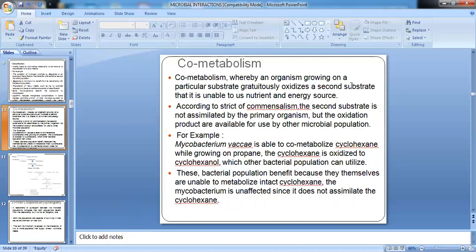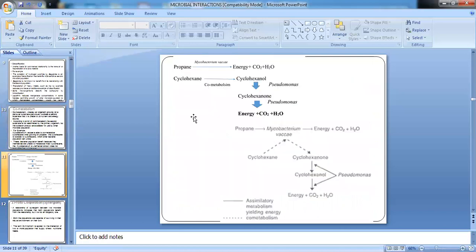So again, coming back, co-metabolism is an association whereby an organism grows on a particular substrate, and it oxidizes a second substrate which it itself is unable to use as a nutrient and an energy source. According to the strict definition of commensalism, the second substrate will not be assimilated by the host or the primary organism, but the oxidation product of this is available for use by another microbial population. I'll show you an example over here which will make it more clear.